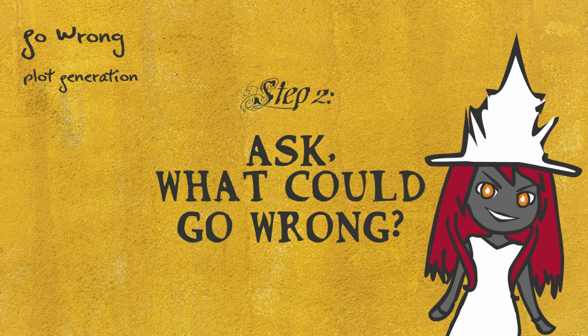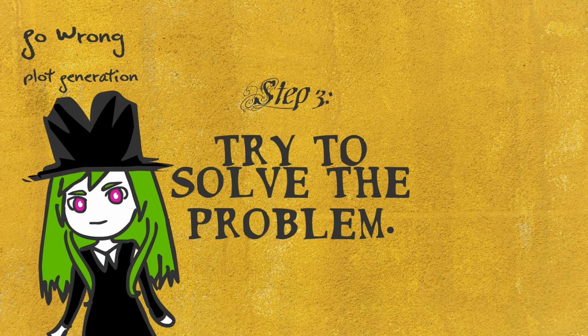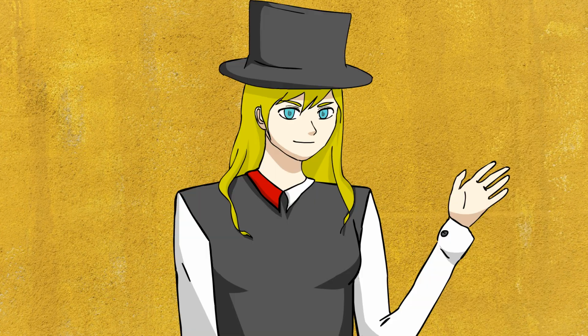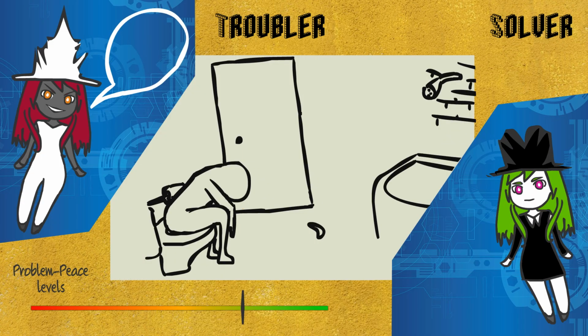Step 2. Ask, what could go wrong? Step 3. Think about the problem and try to solve it. Step 4. Ruin the solution. Make it believably fail, or make it not possible to implement. And the demonstration will show you how to do it right away.